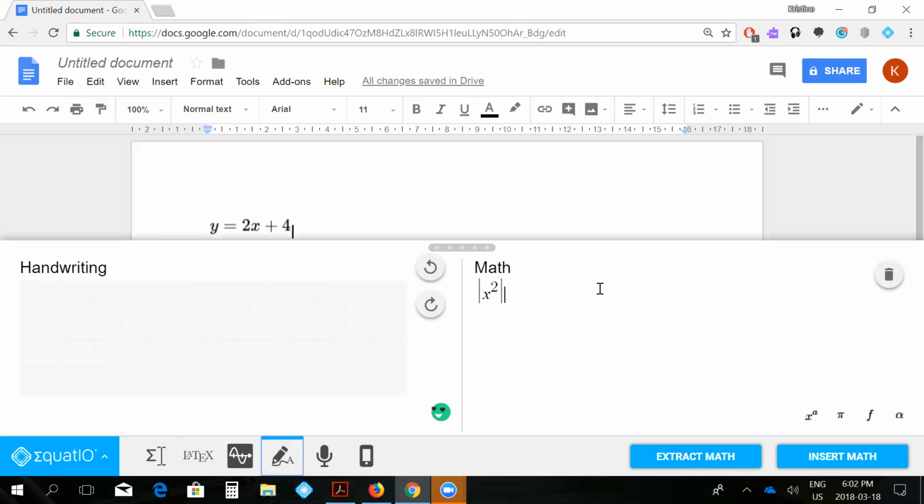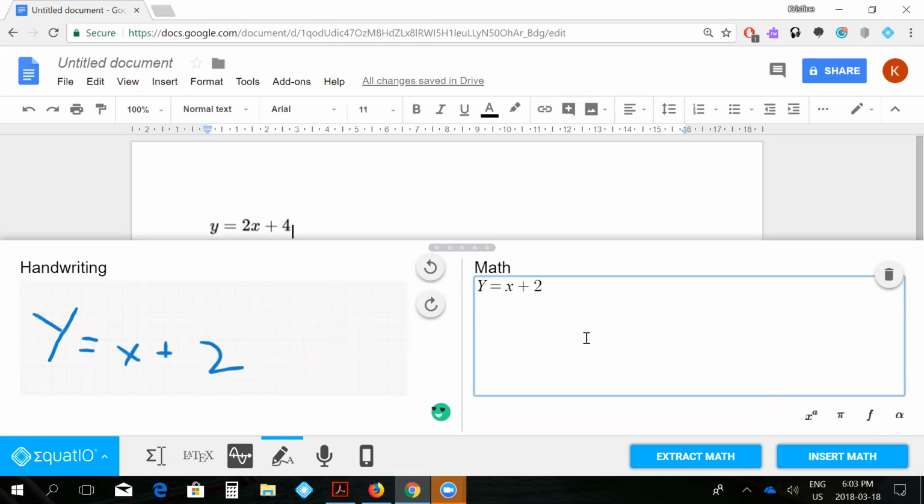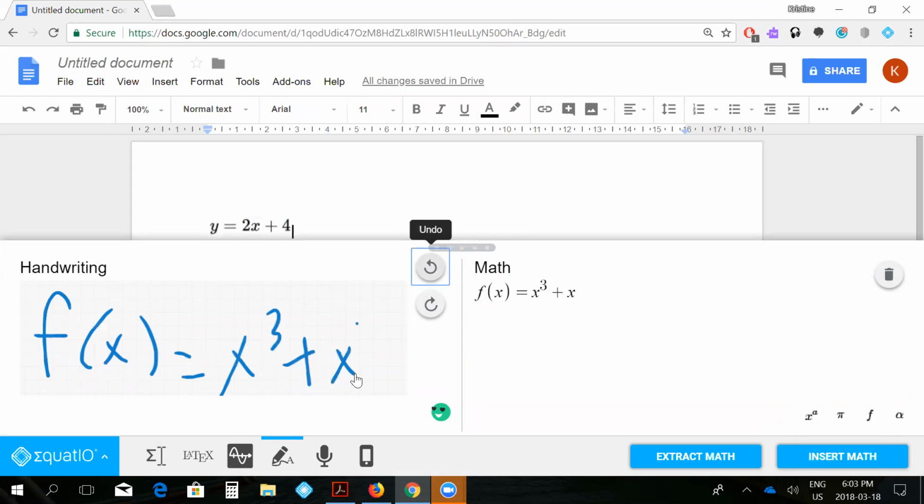So in handwriting recognition, you can simply use your mouse to write things in. So y equals x plus 2. And it's going to type it up on the box. And since my laptop is touchscreen, I can just write my formula here. So I'm going to say f of x equals x cubed plus x squared. And then I can insert the math.